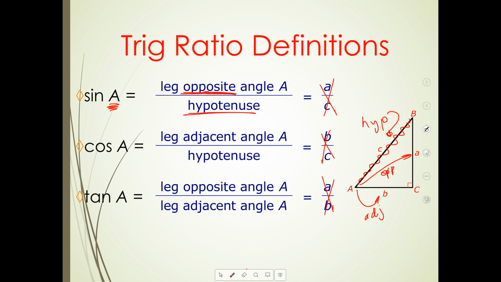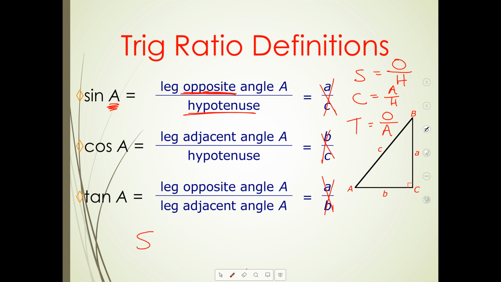If you wanted to boil this down, sine is equal to opposite over hypotenuse. Cosine is equal to adjacent over hypotenuse. Tangent is equal to opposite over adjacent. Or if you wanted to make it even simpler, SOH CAH TOA.